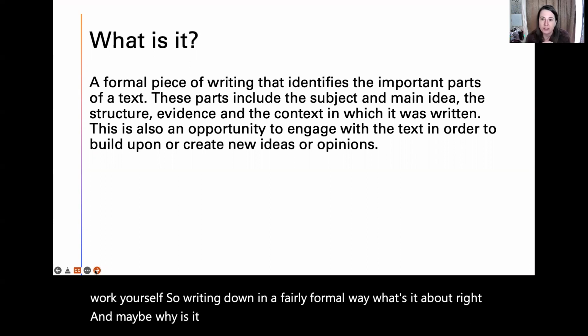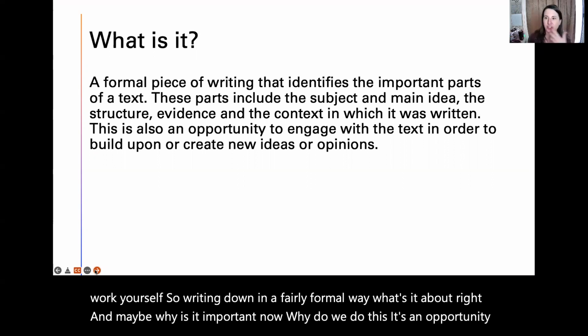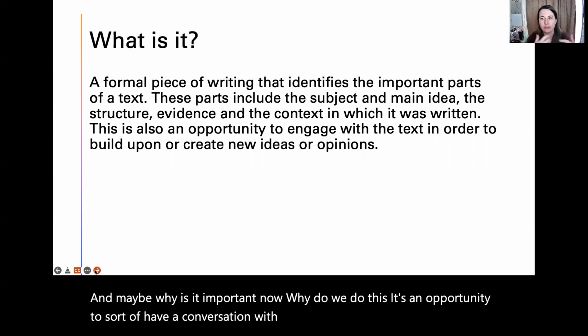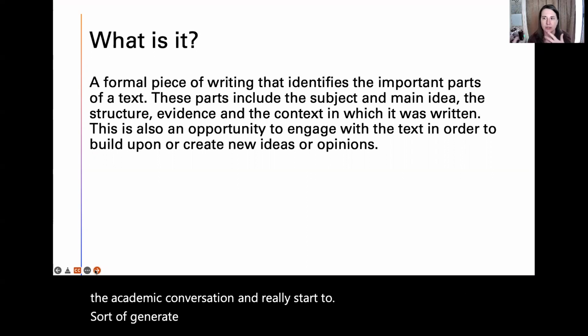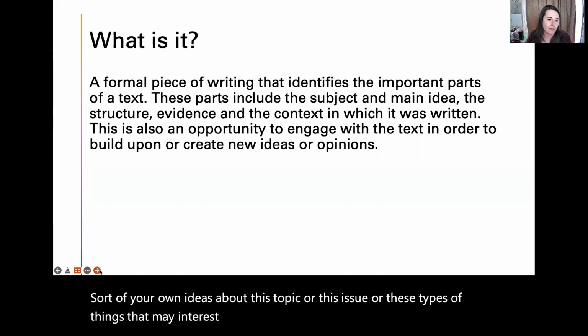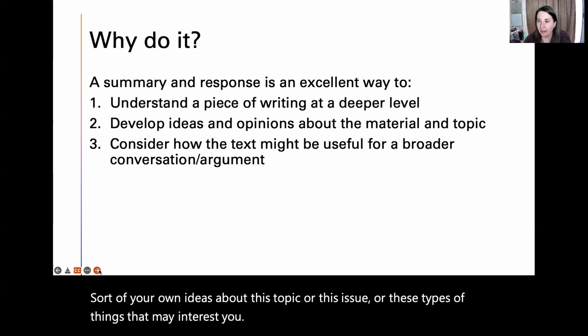Now, why do we do this? Well, it's an opportunity to have a conversation with the text, insert yourself into the academic conversation, and really start to generate your own ideas about this topic or this issue or these types of things that may interest you.